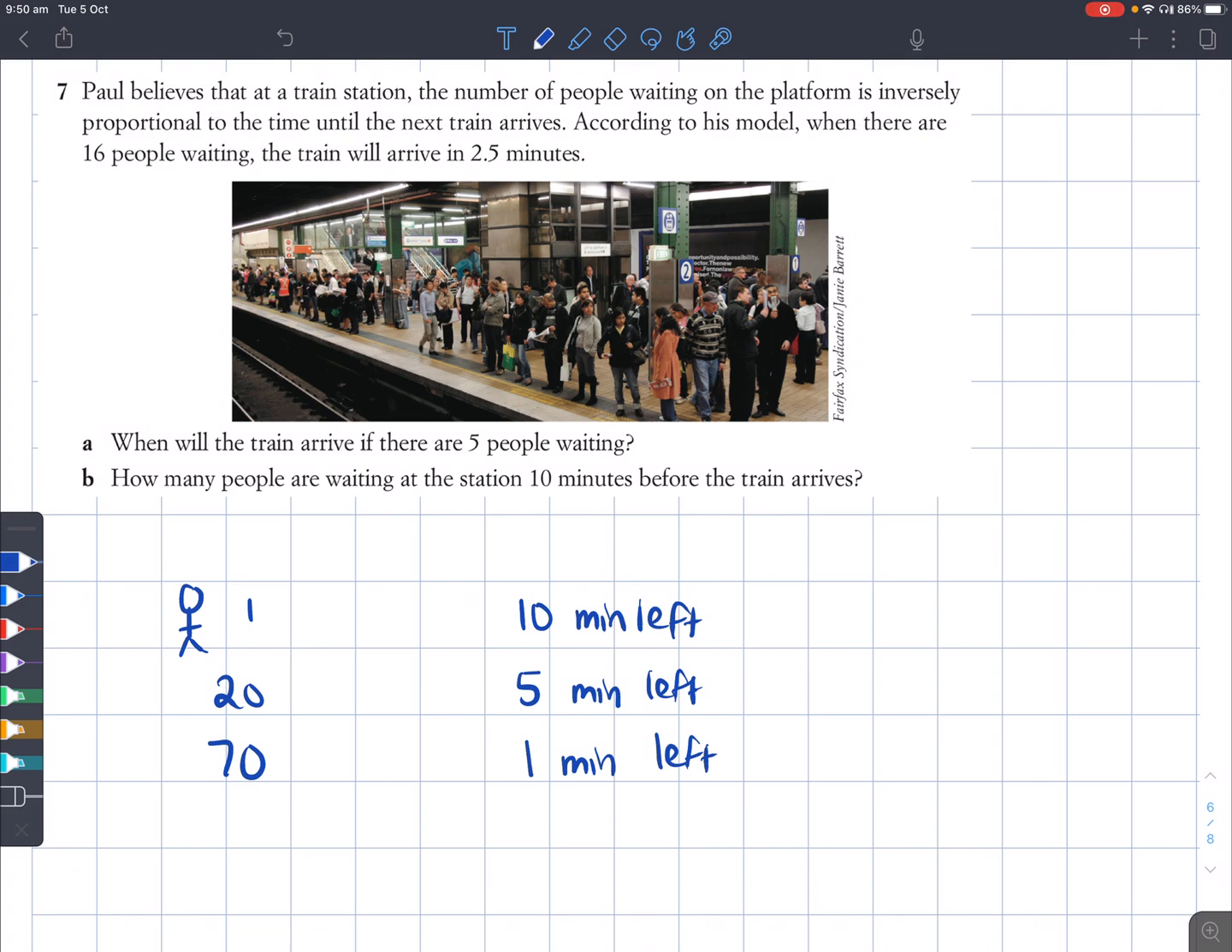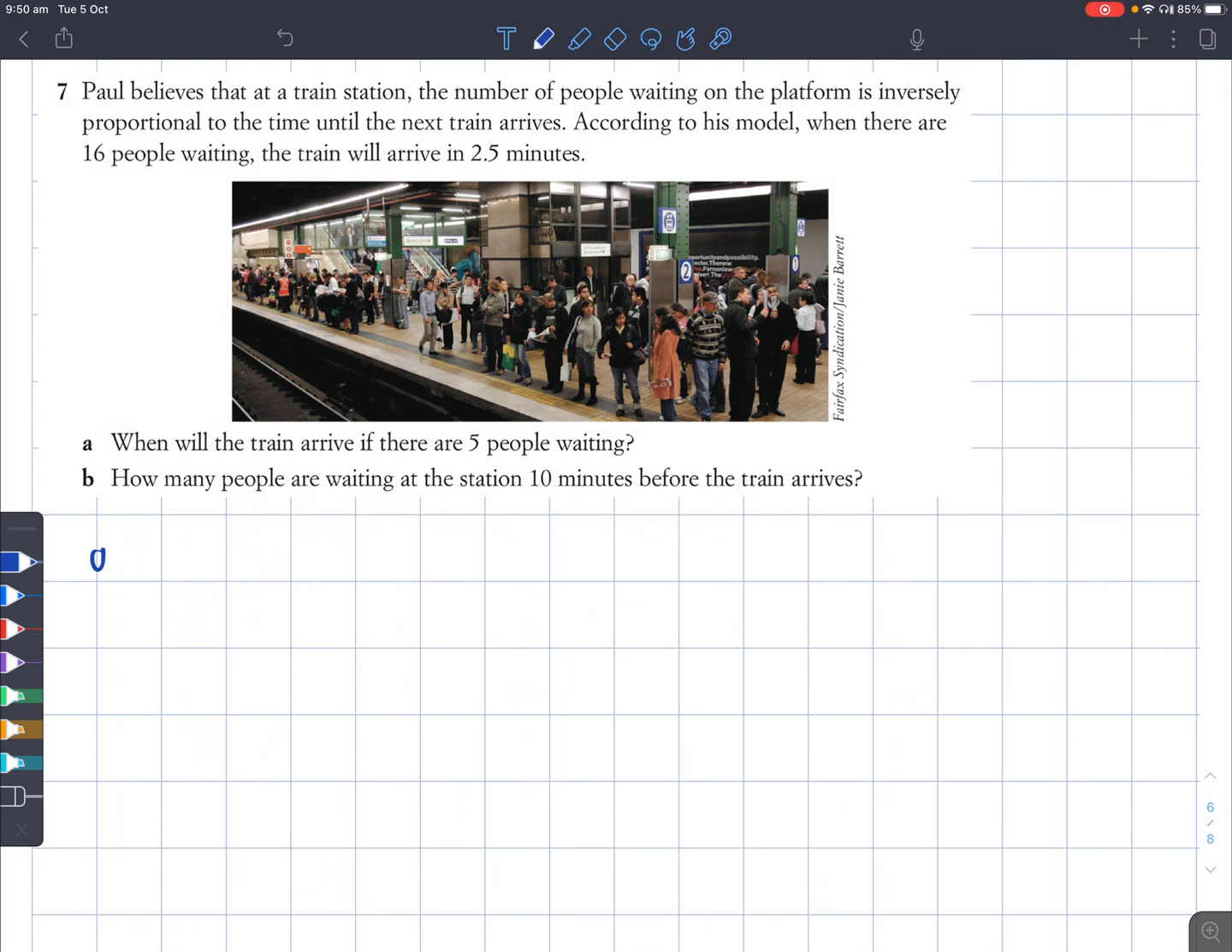But it might be more and more and more people on that platform. Okay, because more people are arriving to wait for their train. So can you see that the number of people is going up, whereas the amount of time for the train is going down? Okay, this is why this question makes sense.